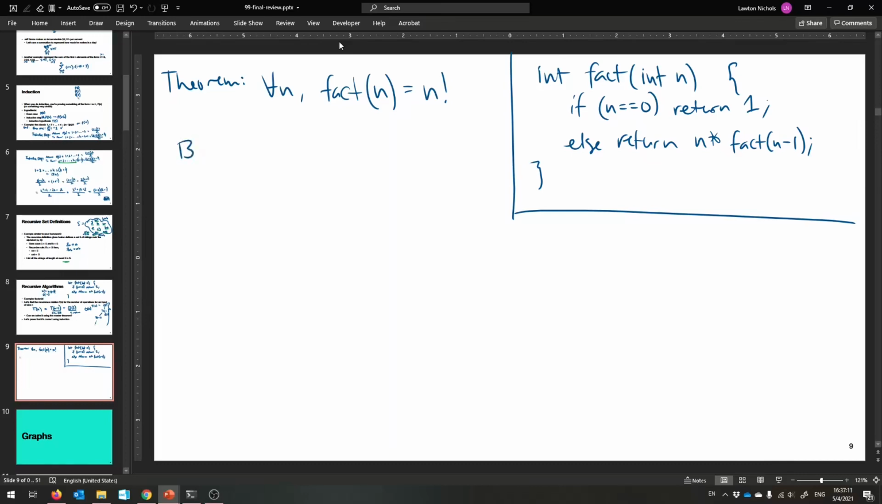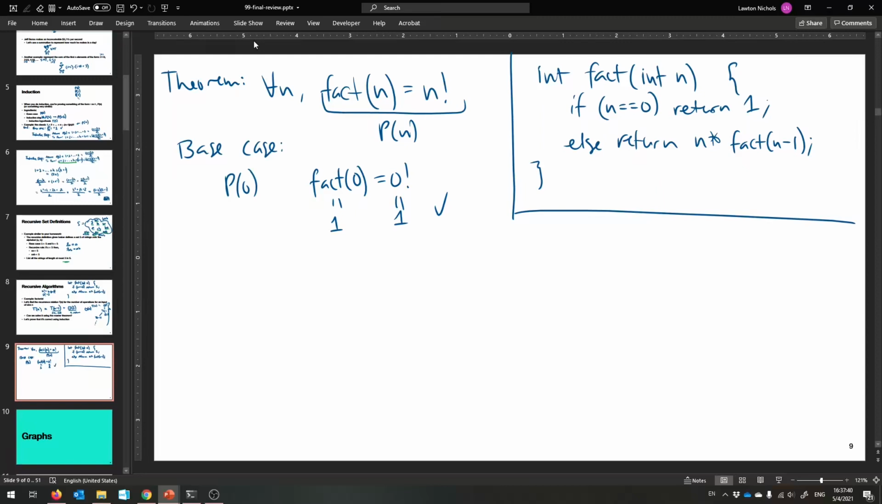And so now, hopefully, the base case and the recursive case, or inductive step, makes more sense. So the base case is the same as the base case of the recursive function. Let this be P of n, we prove P of 0. That's saying that we need to show that factorial of 0 is equal to 0 factorial, the real life thing. This gives back 1, this gives back 1. So yes, it checks out. Base case is true. And then we have the recursive step, or inductive step, sorry.